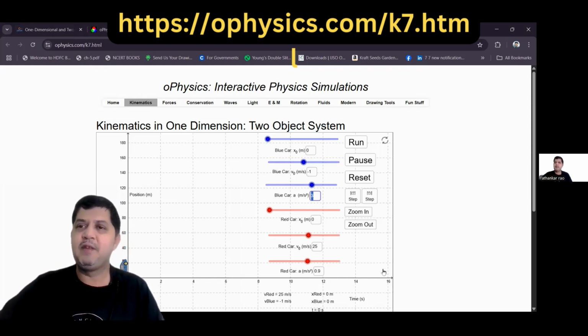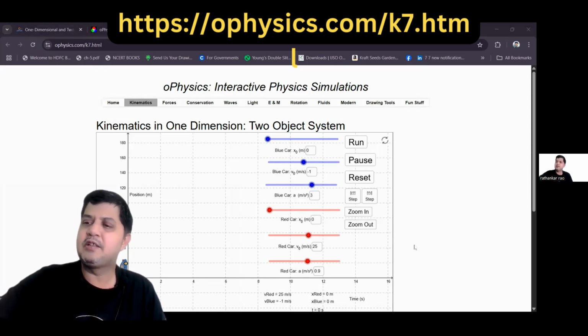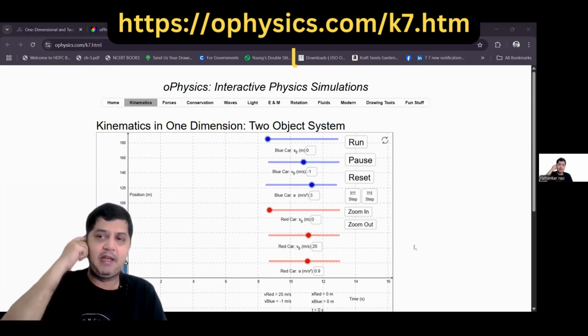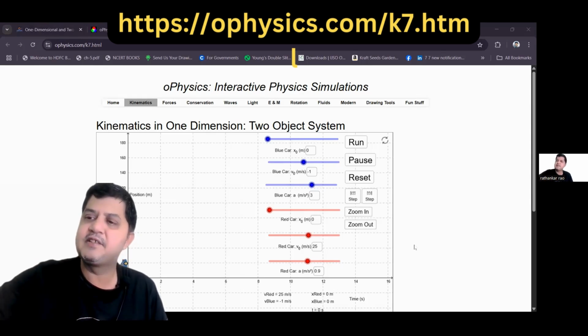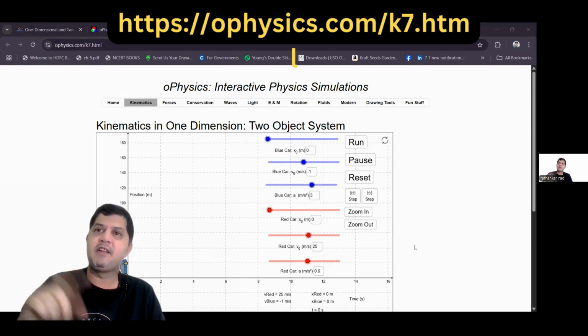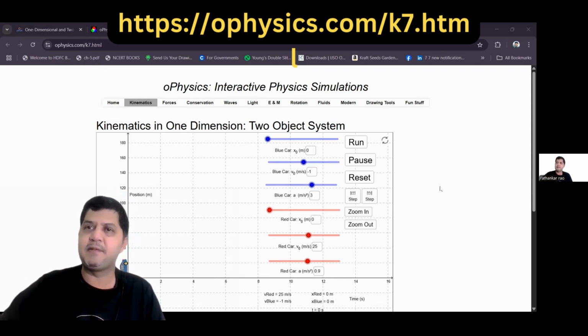Let me see. If it is 36 kilometer per hour, then 36 minus 0 divided by 1 will be 36 into 5 divided by 18, which is around 10. So it will be 10 meter per second squared, which should be my acceleration. I'll keep this acceleration to be around 10. And the police jeep initially was at 0. This is 0 over here. This is 0.